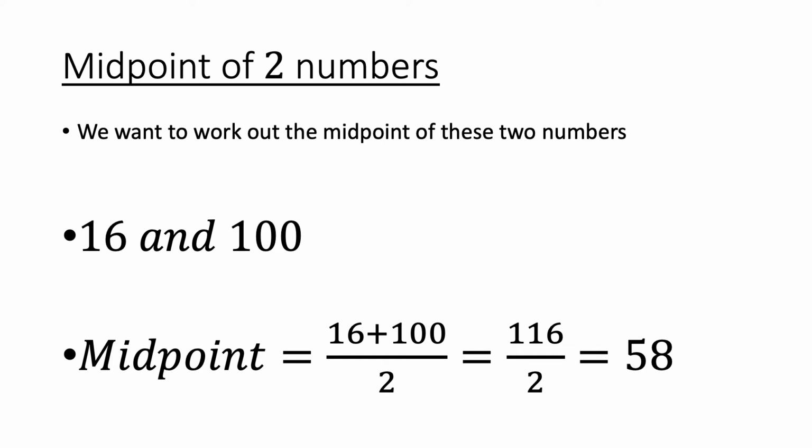You can check your answer by saying 16 plus something gives me 58. That something is 42. So from here to here is 42, and then 58 plus 42 gives me 100. So that is a way to check your answer, either side.